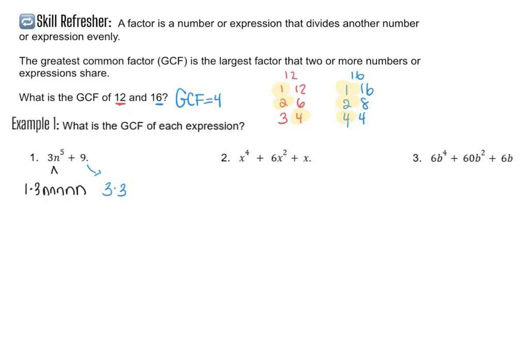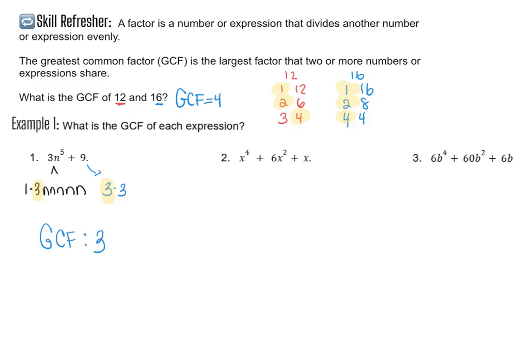So now I want to identify all of the common factors. Well, 3 is a common factor. There are no common n's, so the GCF in this example is going to be the number 3. So the GCF is just the number 3.